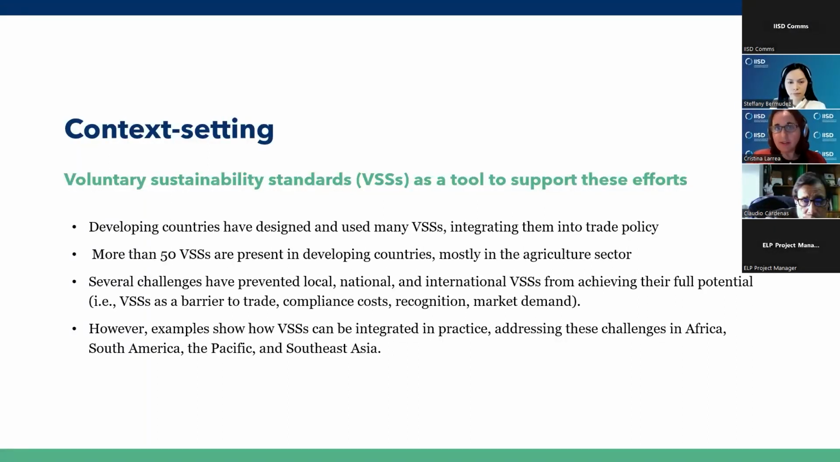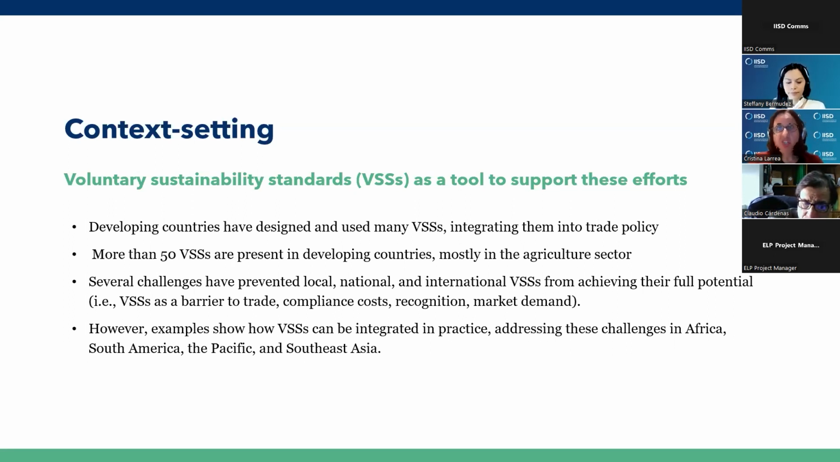According to recent data from ITC Standards Map, there are at least 50 voluntary sustainability standards operating in the Global South. This includes schemes that organizations in the South have established, such as ARSO, Ecomark Africa, or VietFarm, or those that have been established by organizations in the North, such as Fairtrade or GLOBALG.A.P. So developing countries are increasingly using these tools and integrating them in trade policy for different purposes.